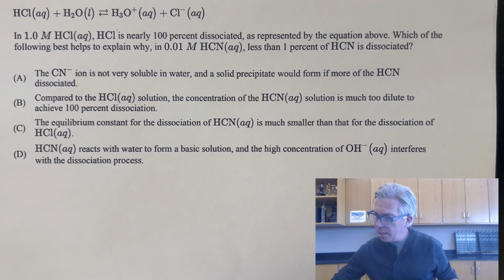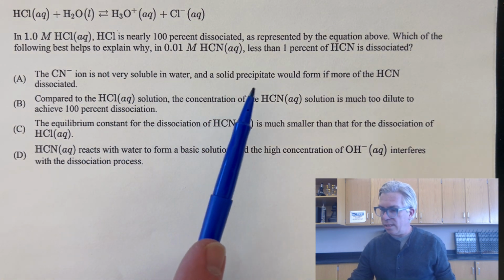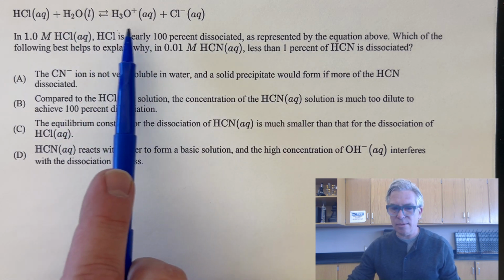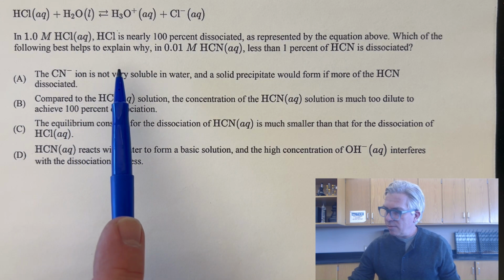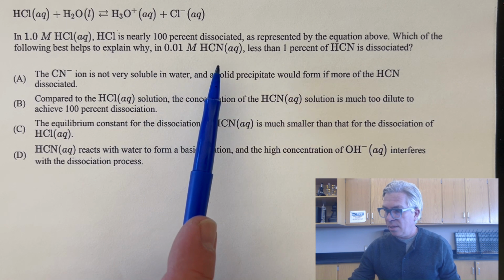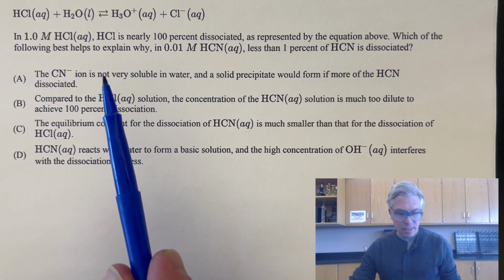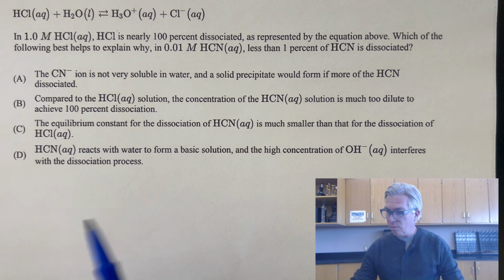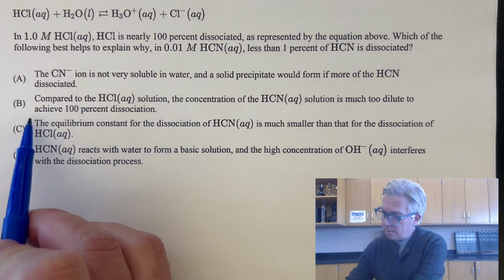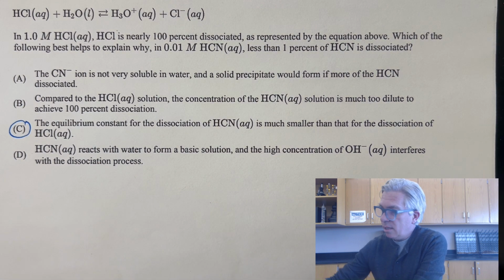Next one. In 1 molar hydrochloric acid is nearly 100% dissociated as represented by the equation above. So it's nearly 100%. Which of the following helps explain why in 0.01 molar HCN, less than 1% of the HCN has dissociated in a similar manner? And the answer here is that it's all about the equilibrium constant. The equilibrium constant of HCN is much smaller than that for HCl, and so it just doesn't dissociate nearly as much, actually.